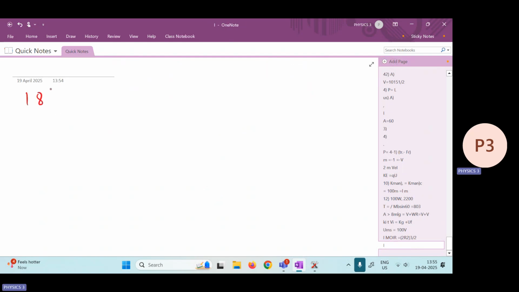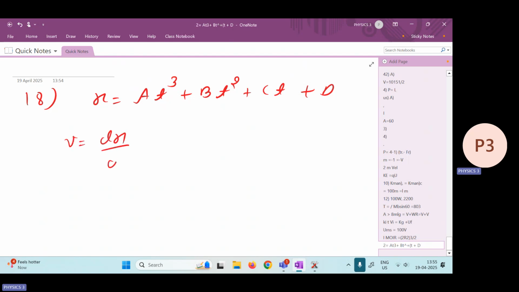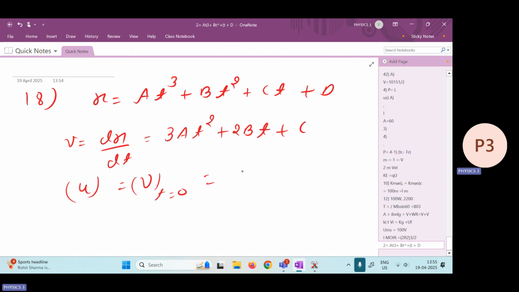In the next question, the 18th question, we are given that for a particle moving along a straight line, the displacement x depends on time as x equals at cube plus bt square plus ct plus d. The ratio of its initial velocity to its initial acceleration depends on. Okay, so velocity we can write is dx by dt. If you differentiate the above expression, this will be 3at square plus 2bt plus c. We are asked for its initial value, so u will be the value of velocity at t equals 0. That comes out to be c.